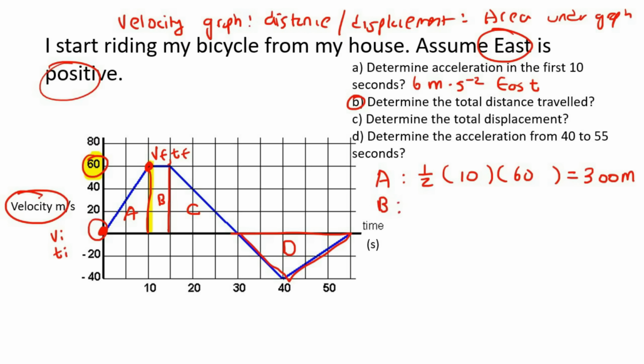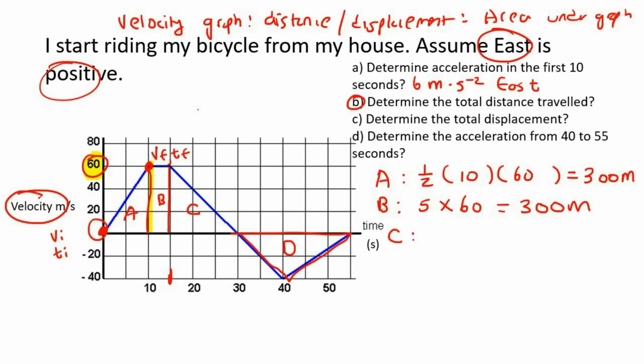For section B, that's a rectangle. With a rectangle, you multiply this side with that side. So we're going to take this length, which is 5, because it goes from 10 over here, and then this one in the middle would be 15. So that's 10 to 15, that's only 5. We don't say half. Half is only when it's a triangle. And then the height is going to be 60. So we're going to say 5 times 60, and so that's going to be 300 meters.